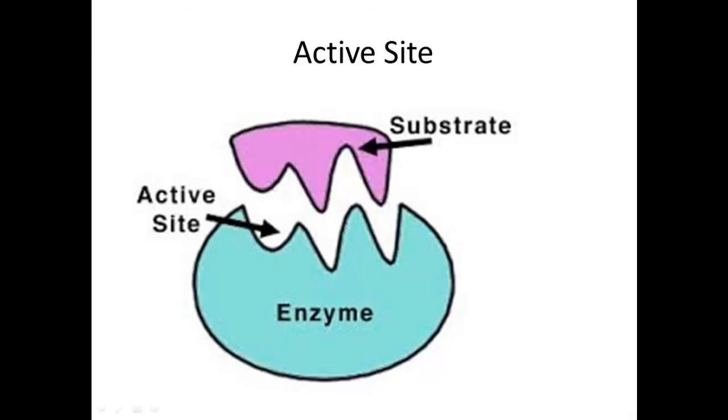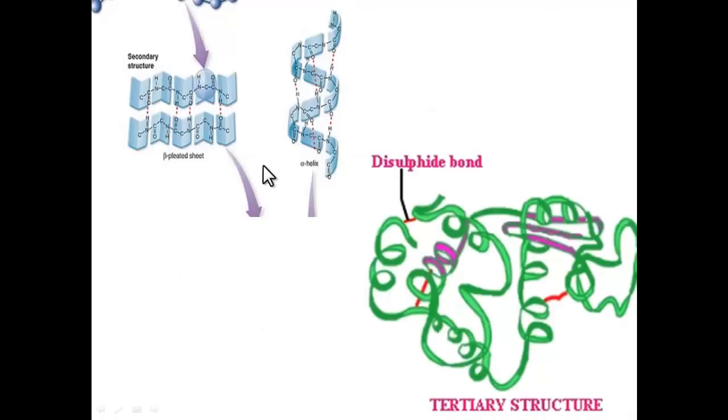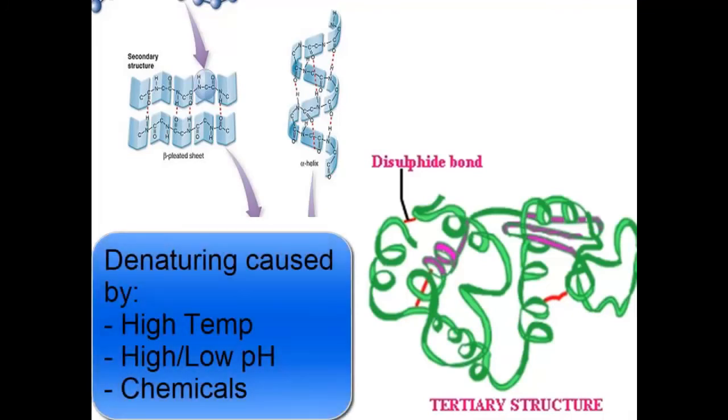Okay, so let's move on to denaturing. Now, what's happening in denaturing is, if we revisit our structure a little bit here, these hydrogen bonds in the beta-pleated sheet or alpha helixes can be damaged, or the disulfide bonds can be damaged. And there's a few different ways that this can occur. It can occur at very high temperatures. It can occur at extreme pHs, high or low pH. And other chemicals can also do it.